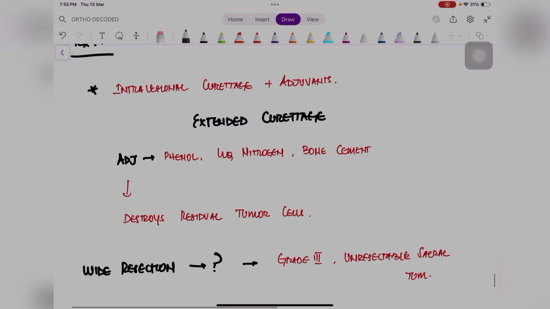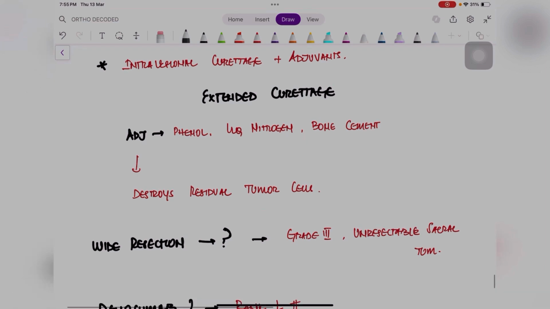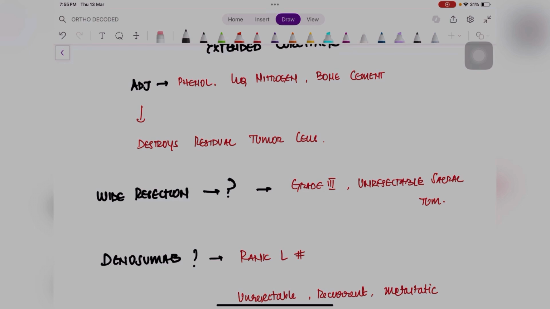Coming to the treatment, whenever you see a GCT, there are different steps. First, you should do a biopsy and confirm whether it is GCT. If GCT is confirmed, then proceed with intralesional curettage plus adjuvants. This is known as extended curettage. What are the adjuvants that can be used? Some examples are phenol, liquid nitrogen and bone cement. What do these adjuvants do? They destroy the residual tumor cells.